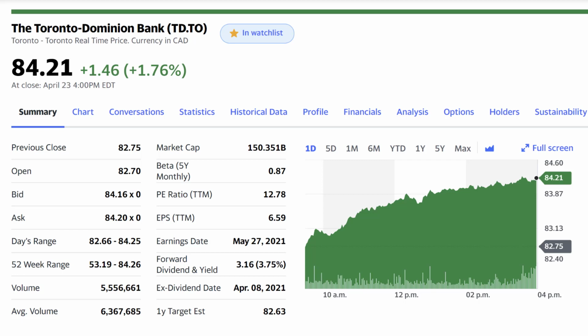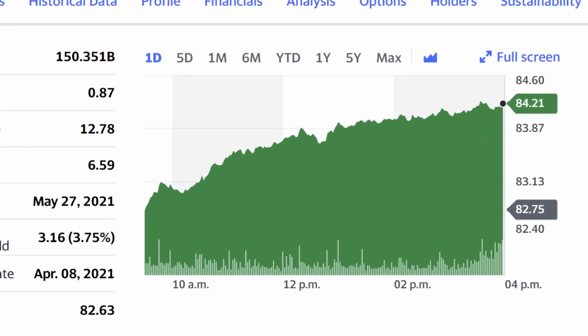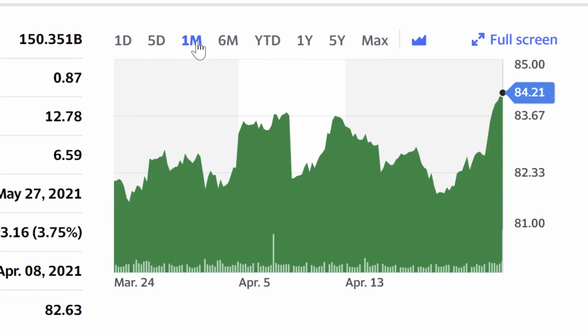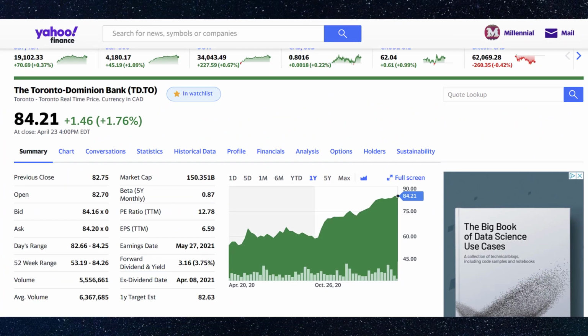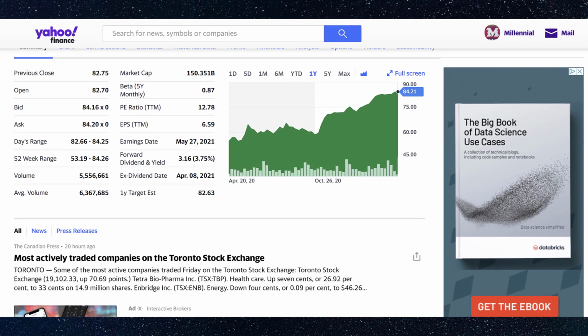However, it's not totally accurate all the time, so I would be careful about using that as an indicator. And then you also have the super simple chart on the right, where you can change the time frame to a month, a year, and really look at how the share price has been trading for that stock over certain periods of time.